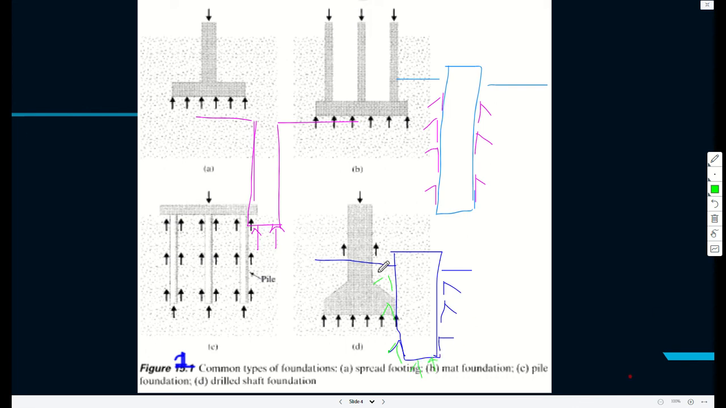Anyway, we will do this in detail when we talk about piles. But for now, you should know the mechanisms for load carrying when it comes to piles, whether we have skin friction or end bearing. But in fact, in most cases it's a combination of skin friction and end bearing.